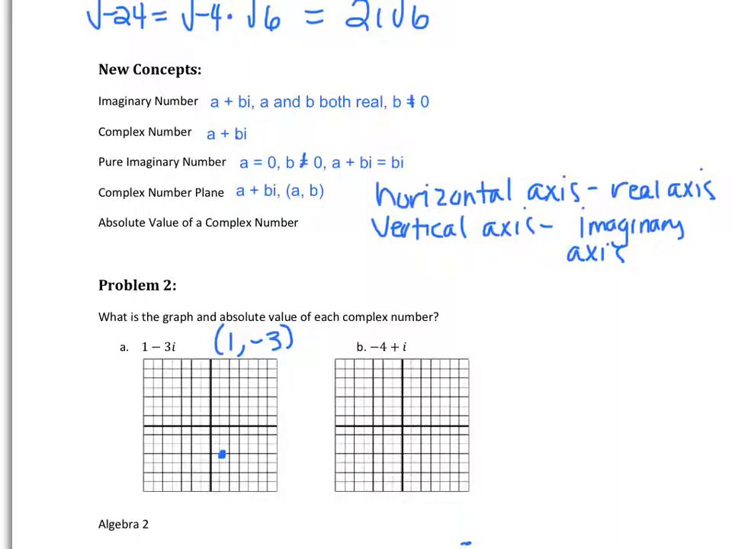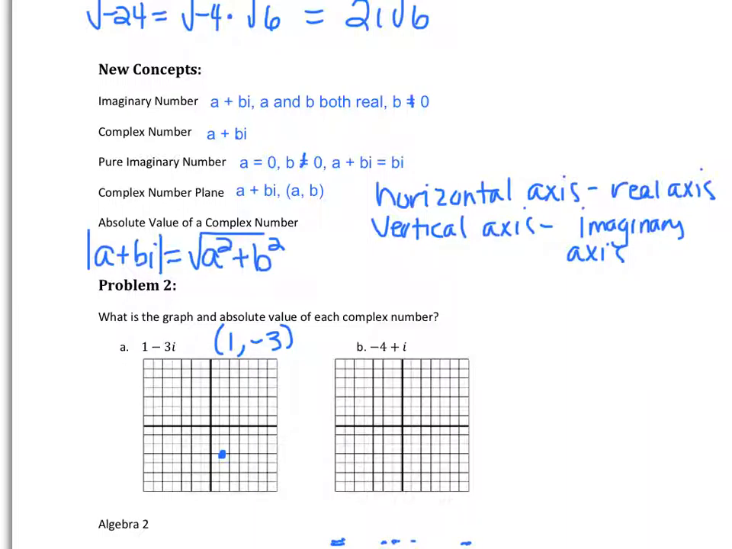But that's really as simple as that, just plotting that ordered pair. Now we use that concept to figure out the absolute value of a complex number. The formula for the absolute value of a plus bi ends up being the square root of a squared plus b squared.